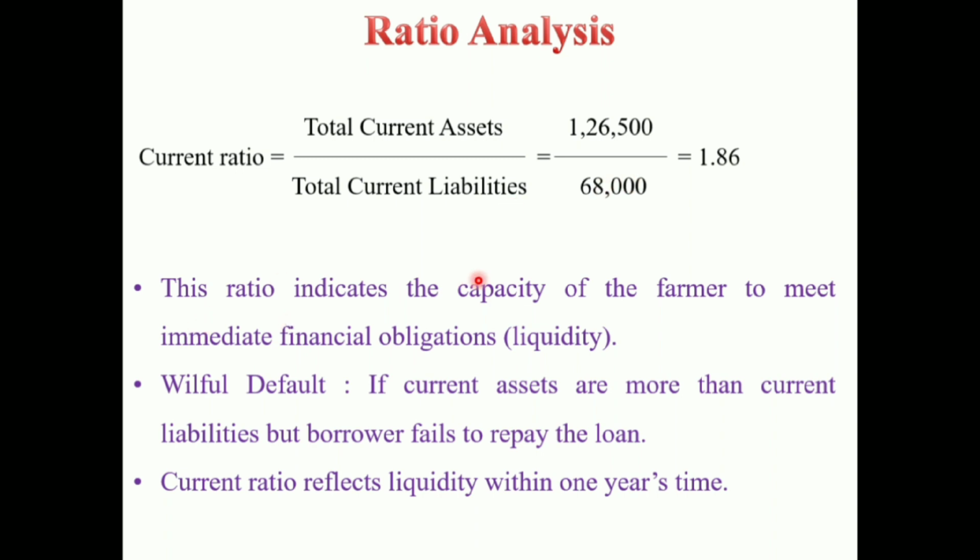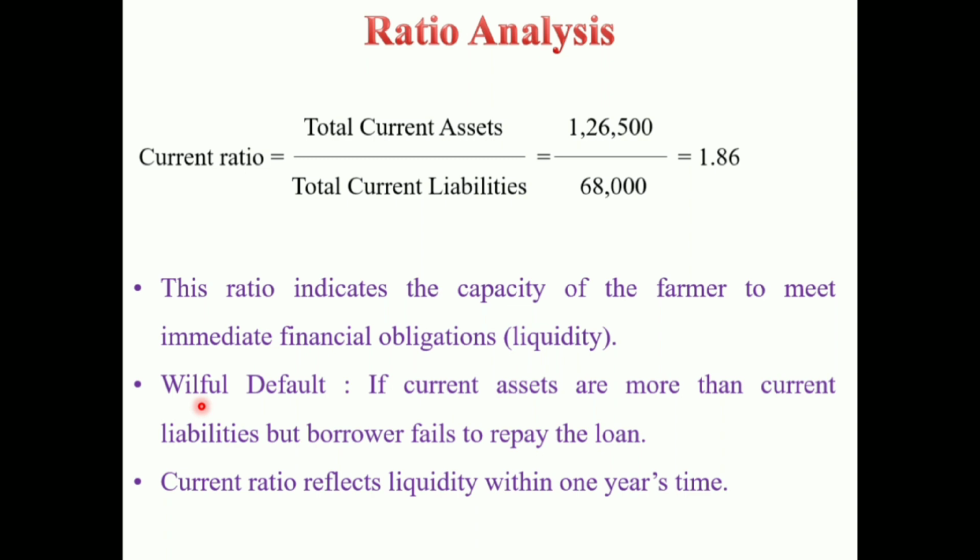This ratio indicates the capacity of the farmer to meet immediate financial obligations. It means this ratio indicates the liquidity position, the short-term liquidity position. Current ratio shows the short-term liquidity position of the business. And if current assets are more than the current liability but the borrower fails to repay the loan, at that time we call that farmer a willful defaulter.